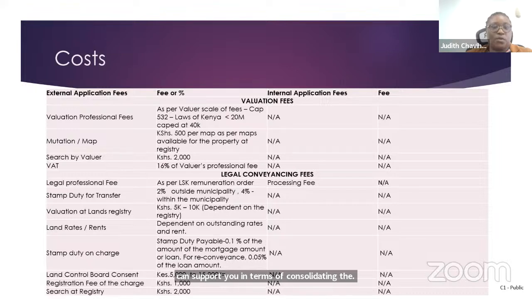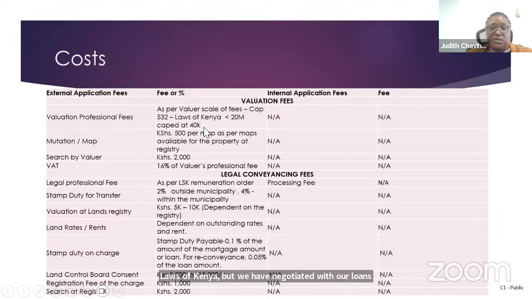So basically, what are the fees? They normally rely on the valuer's scale of fees as per Cap 532 laws of Kenya, but we have negotiated with our valuers on loans below 20 million. We normally cap the fees at 40,000.